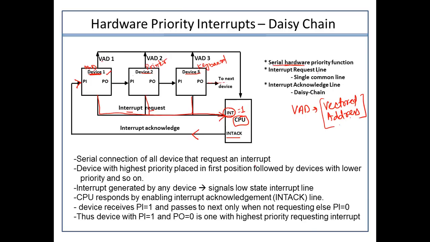INT will be equal to 1 when nothing has been happening, when no device is sending a request. Okay, so what will happen in this scenario? If INT is equal to 1, it means that no device has sent a request yet.